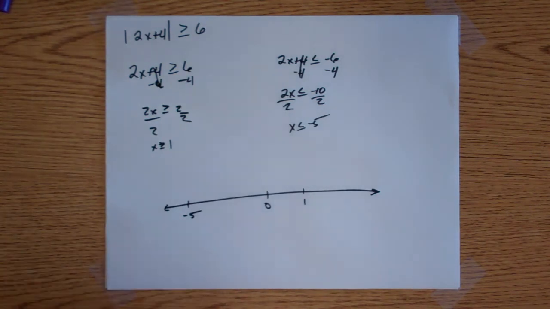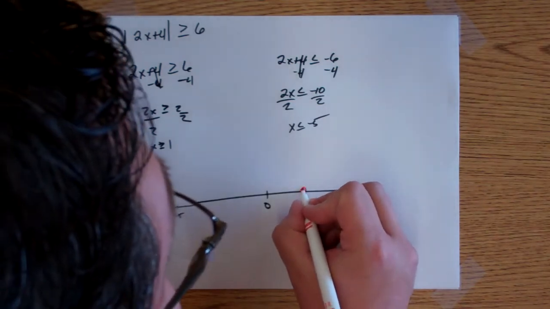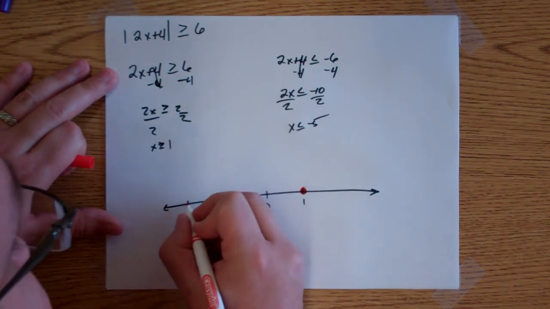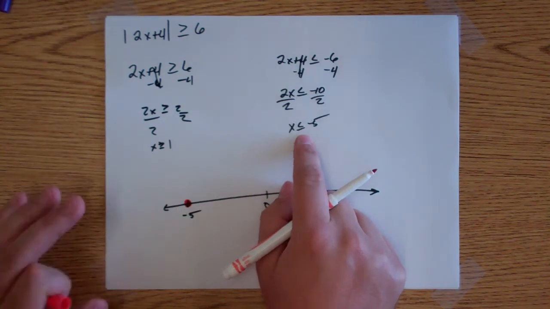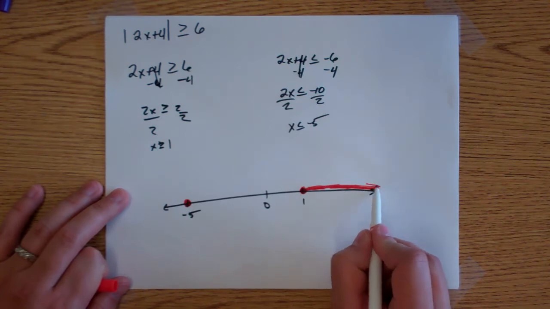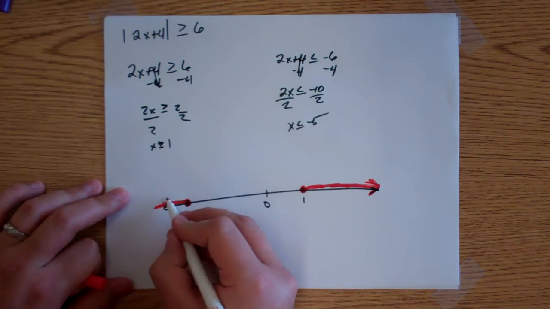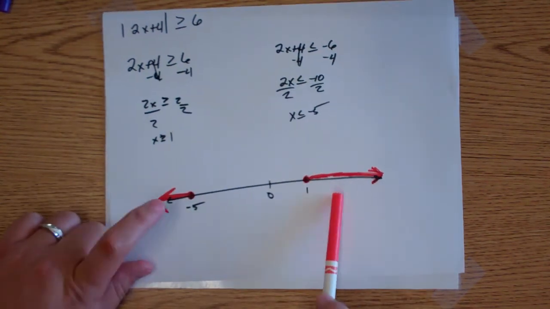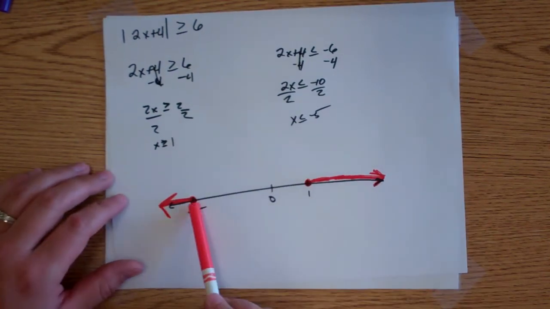So now, if you look, x is greater than or equal to 1. So we know at 1 we're going to have a dot. And then x is less than or equal to negative 5. So we have the equal sign, we know we're going to have a dot. This is less than, so it's everything to the left. This is greater than, so it's everything to the right. So this is what it would look like. And don't forget to put your arrowheads on here. So these are opposing. X is greater than or equal to 1, boom. X is less than or equal to negative 5, boom.